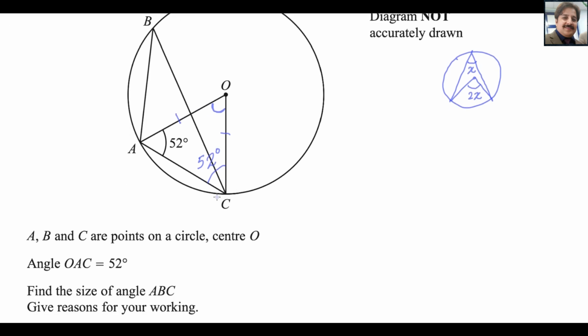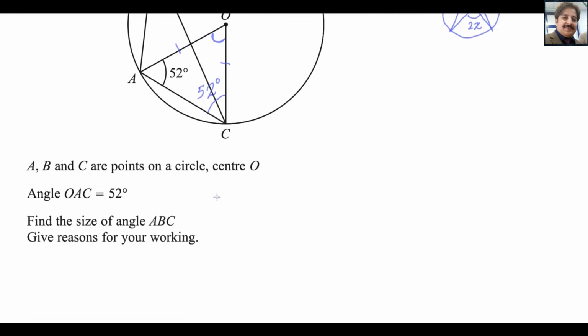Because it is an isosceles triangle, we can write angle AOC equals 180 degrees minus, you add up the other two angles and subtract them from 180 to get the third angle. So the answer will be 180 minus 104, which is 76 degrees.